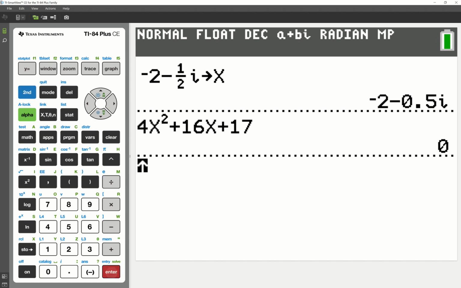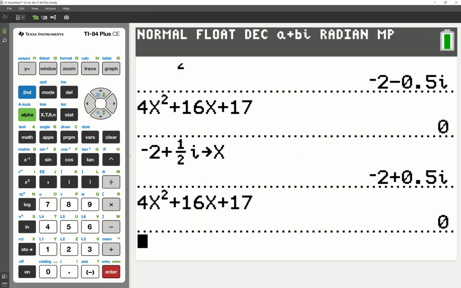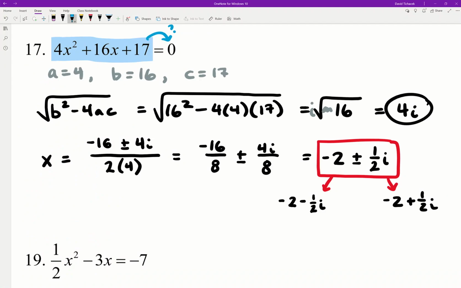I'm just going to press second enter to go into the memory of the calculator to pull up what I previously typed in. I just want to change this over here to a plus. Press enter, and that's going to lock it in as x now. And then if I press second enter again, go back to what I typed in before, I press enter again, and I get 0. Okay, so both of these solutions are going to work out for me here, and that's a really quick way to check your solutions in the calculator.